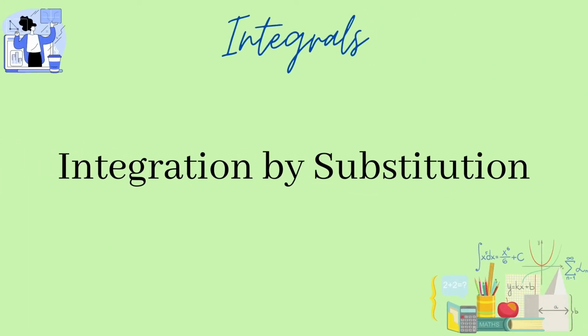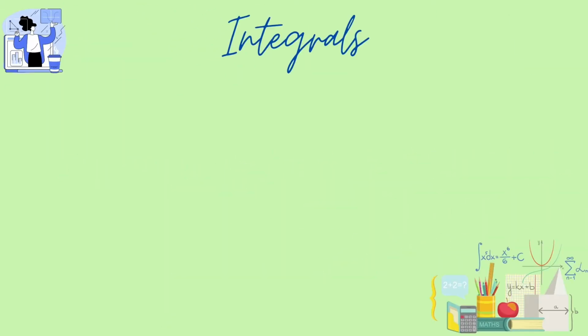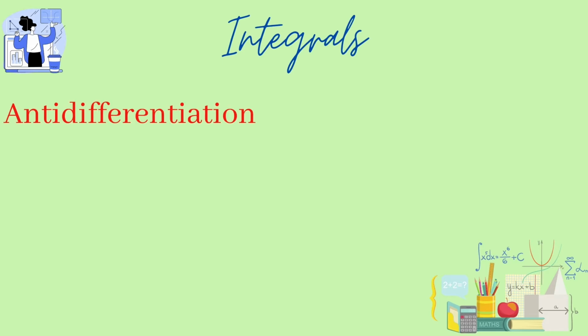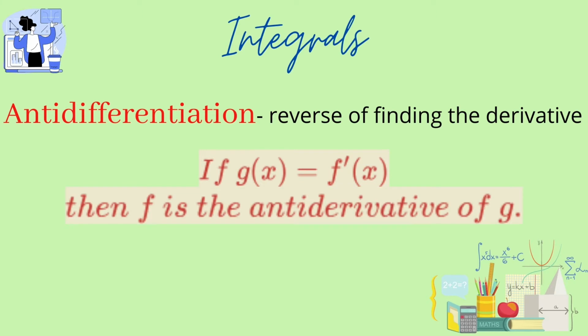Integration by substitution. We are now in the third part of calculus. You have learned from the previous lesson that antidifferentiation is the reverse of finding the derivative. Therefore, if g of x is equal to f prime of x, then f is the antiderivative of g, written using this notation.